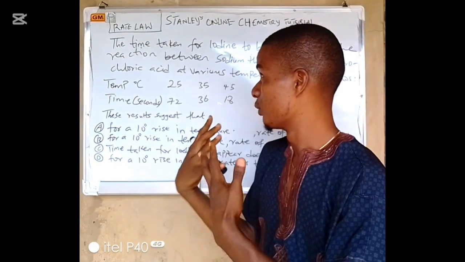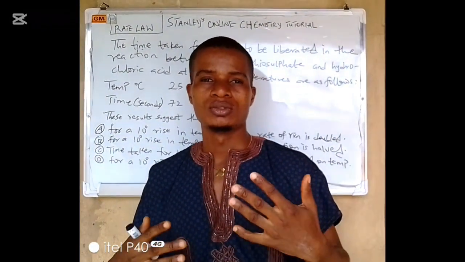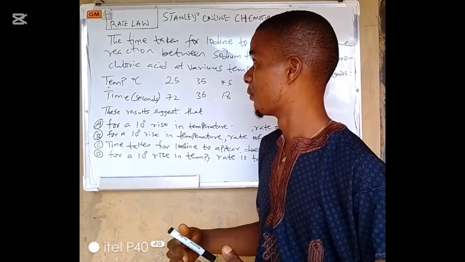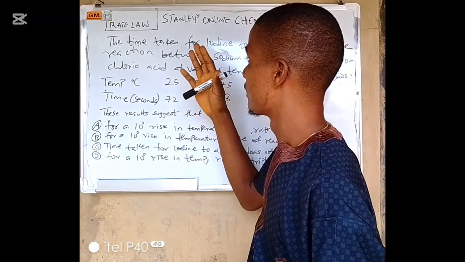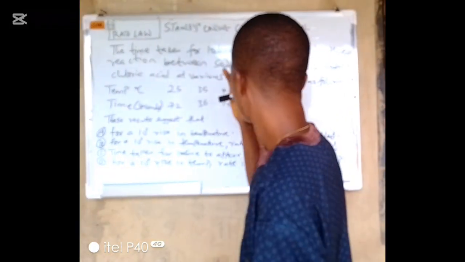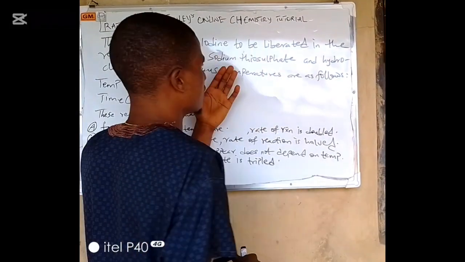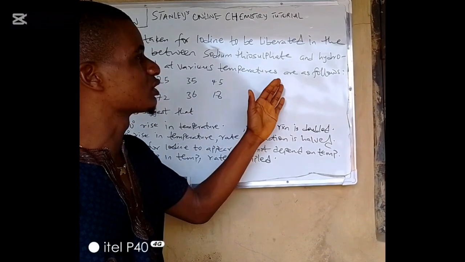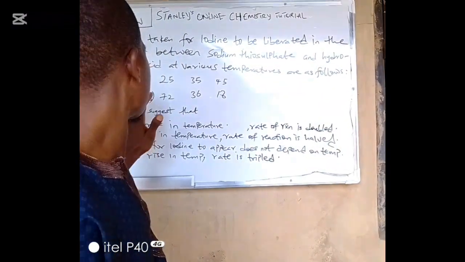So today we are looking at rate law. We want to solve a question on rate of reaction. Now, the question said the time taken for iodine to be liberated in the reaction between sodium thiosulfate and hydrochloric acid at various temperatures are as follows.